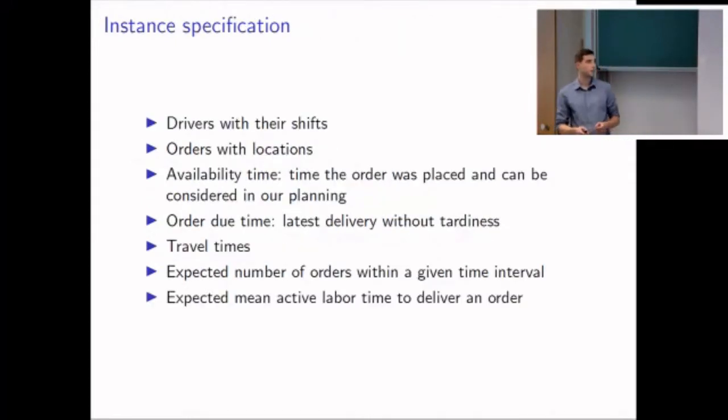So how exactly do our instances look like? We're given drivers with their shift times. We have orders and their locations. And for each order, we also get an availability time, which is the time that the order was placed, and a due time, which is the time that the order has to be delivered. All deliveries past that time have a tardiness, and that's what we want to avoid. We're also given travel times to and from each order location, also including the warehouse location.